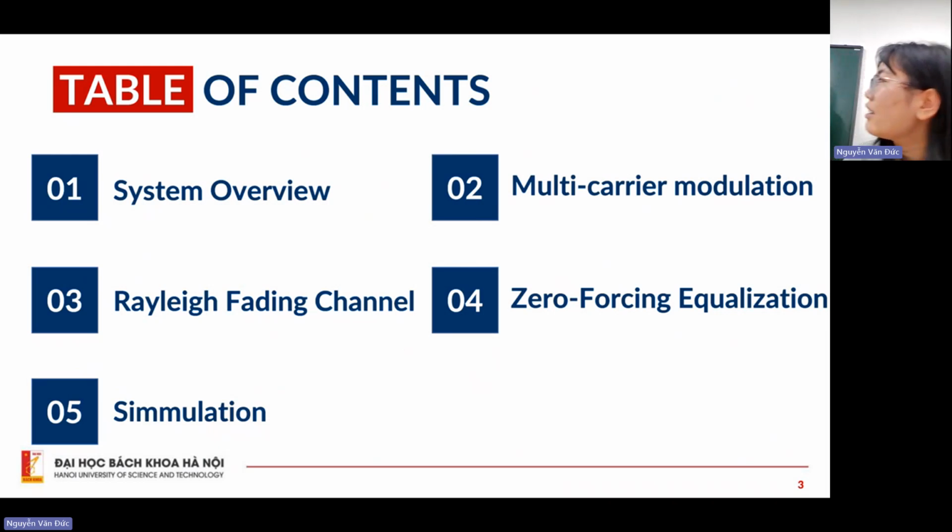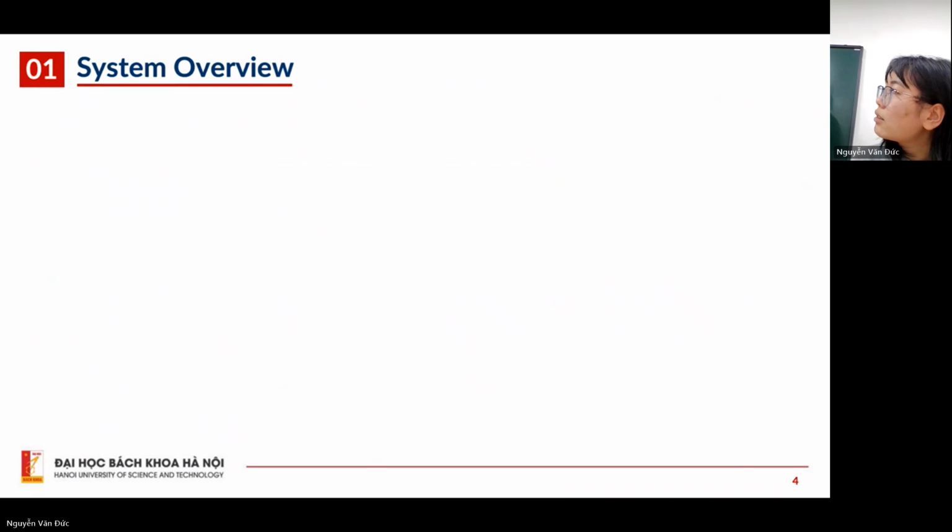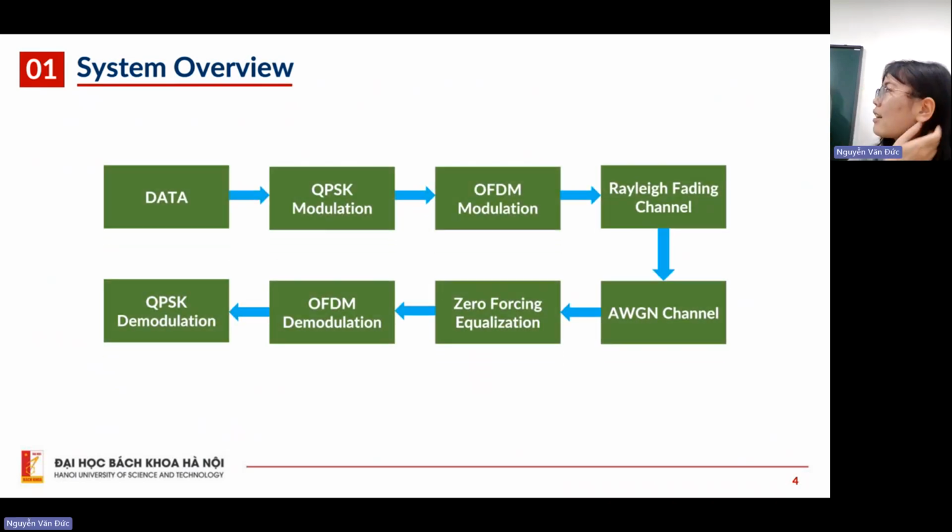Firstly, here is a table of contents. We divided our project into 5 main parts. So let's come to the first part, which is system overview.